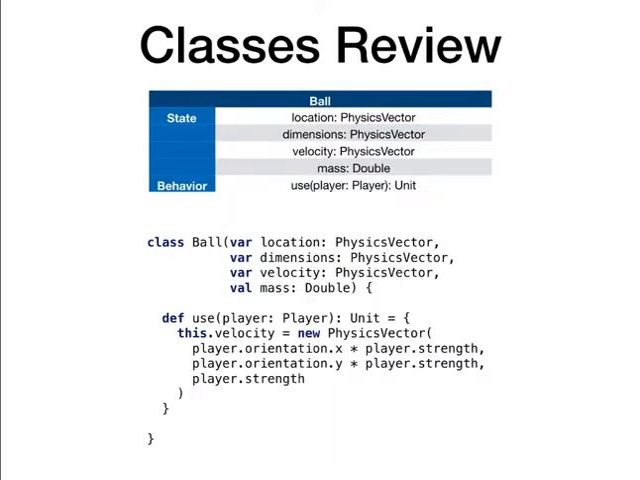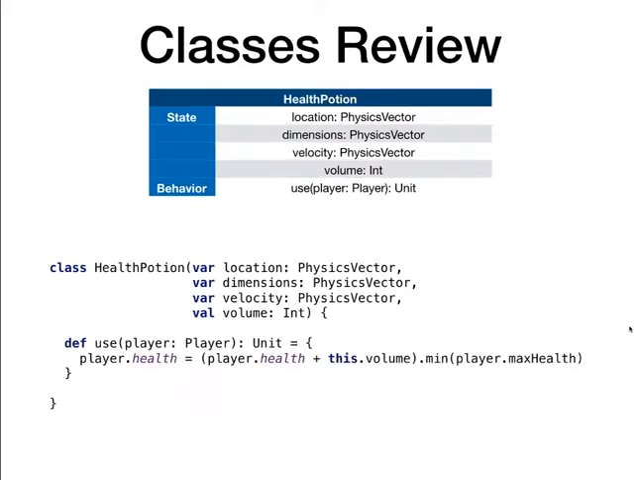Same with ball. We're going to change it to a class and put anything we want to let people initialize in the constructor instead of just hanging out inside the class. Initialize to the same value for every ball we create. And same thing with health potion. We're going to create a class instead of an object. Now we can use this class to create many objects of this type health potion.